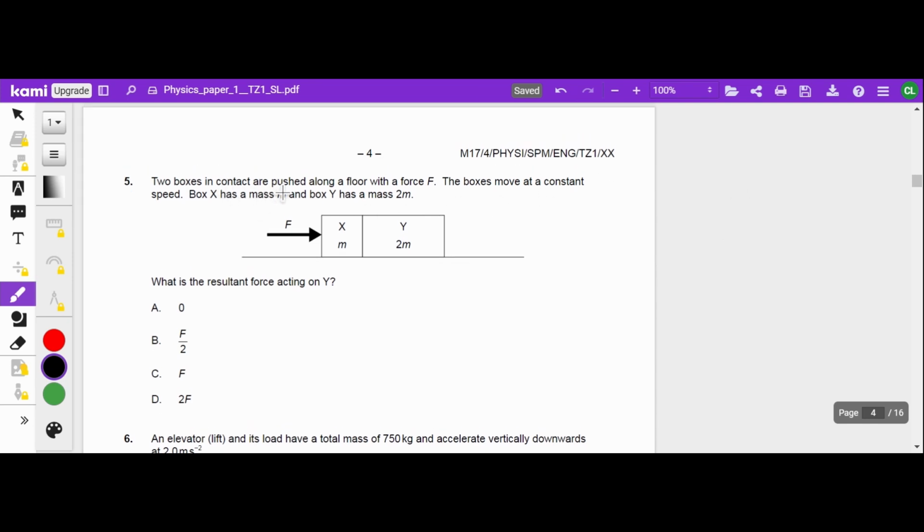Two boxes in contact are pushed along a floor with a force F. The boxes move at a constant speed. Box X has a mass m and box Y has a mass 2m. What is the resultant force acting on Y? Because it says resultant force and it's at a constant speed, you can automatically tell it's just 0.